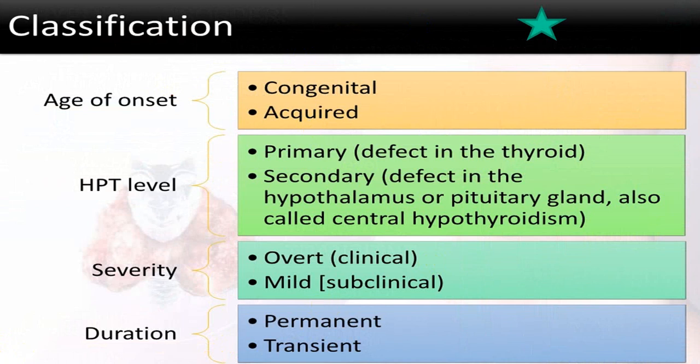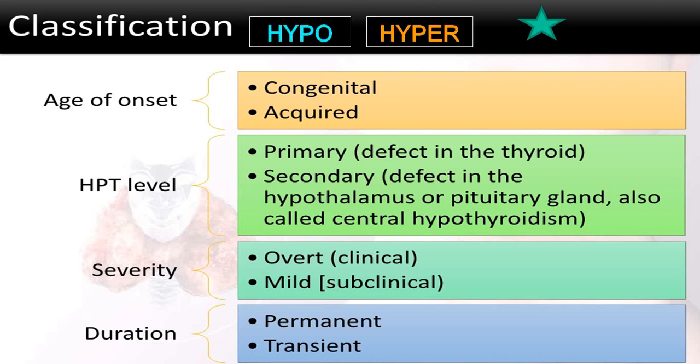We divide thyroid disorder into congenital and acquired, or we divide into primary and secondary. Now usually the tertiary word is not commonly utilized. Usually it is divided into primary and secondary. Depending upon the clinical presentation, clinical or subclinical, or we call overt and mild. Duration wise, permanent and transient. So these are the different divisions. It can be hypo or hyper, or it can be euthyroid.